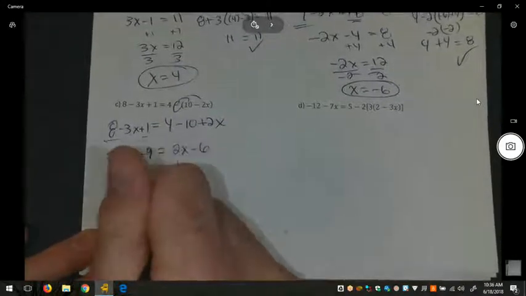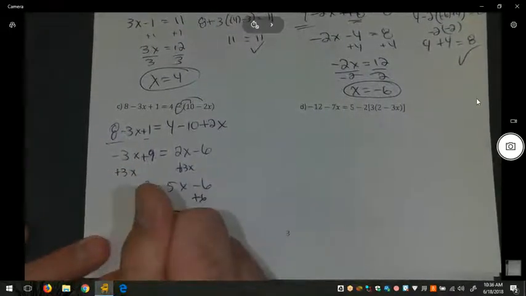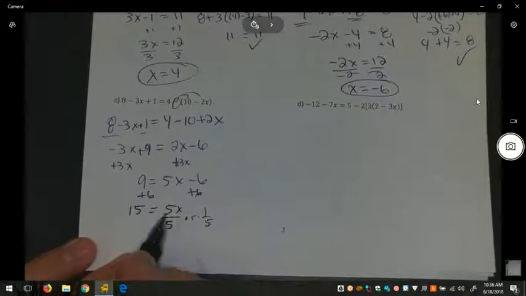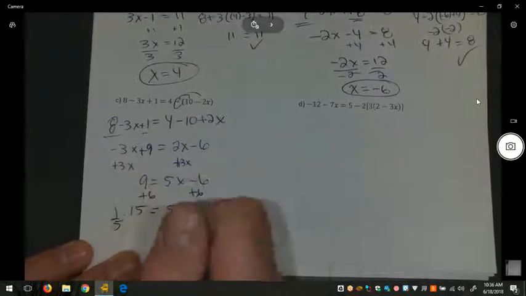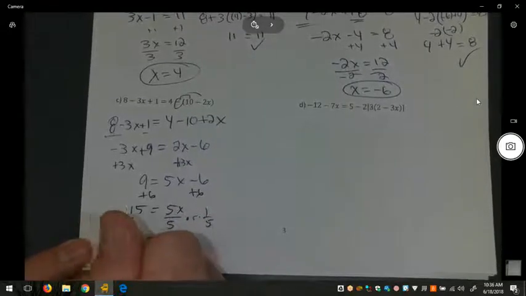Add 6 to both sides to undo the subtraction. 5x equals 15. Divide by 5 or multiply by 1/5, the reciprocal of 5, to undo the multiplication of 5. X is 15/5, which is 3.